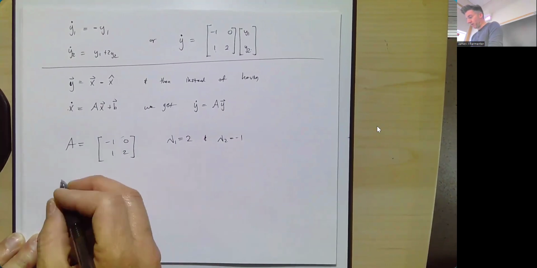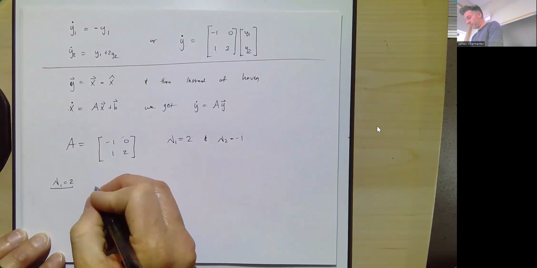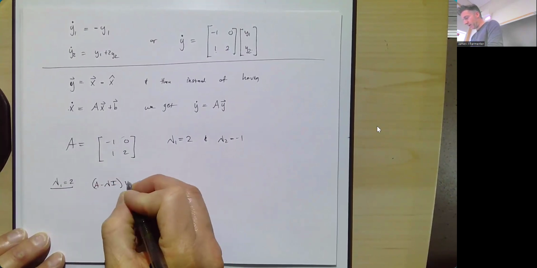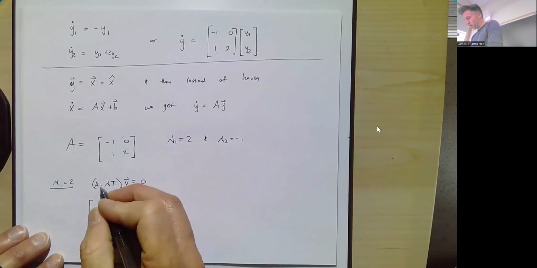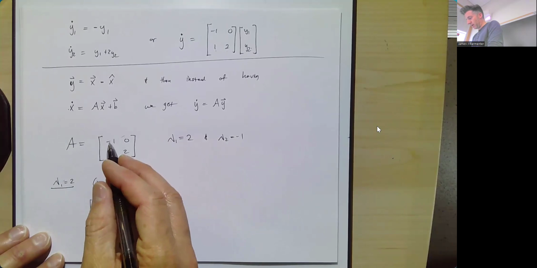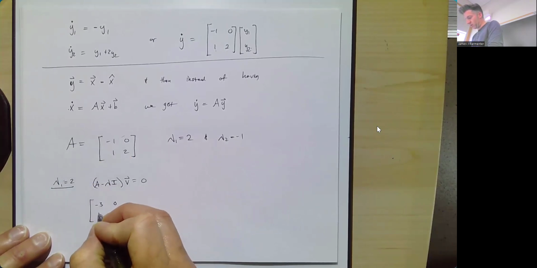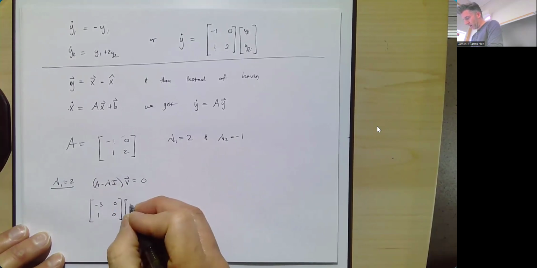So now we're going to find the eigenvectors. For lambda 1 equal to 2, we're going to have A minus lambda I times my eigenvector equal to 0. So I'm subtracting 2 in each of the diagonals. So I have -1 minus 2 is -3, 0, 1, 2 minus 2 is 0, times the eigenvector I'm trying to find.